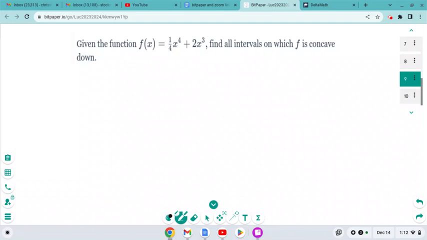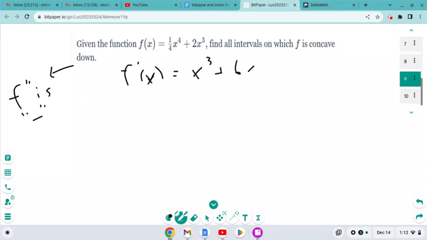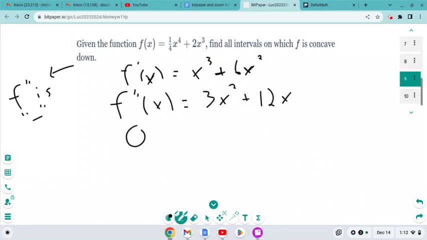Either way, if we want to judge where f prime is increasing or decreasing, we need its derivative, which would be f double prime. So if I want to know where f is concave down, I want to know where the second derivative is negative. So I would take the first derivative. 4 times a fourth is 1. Take 1 away, x to the third. 3 times 2 is 6, x squared. I need the second derivative to get 3x squared plus 12x.